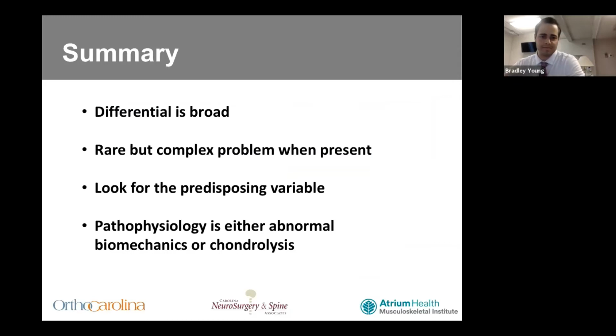So in summary, it's obvious that the differential here is broad. This is a rare but complex problem when it presents, so it's important to look for the predisposing variable. The pathophysiology can commonly be broken down into 2 scenarios. One, and more commonly, abnormal biomechanics lead to increased focal peak pressures in the posterior joint surface and humeral head. And 2, there's been thermal or chondrotoxic chondrolysis that's occurred in the joint.